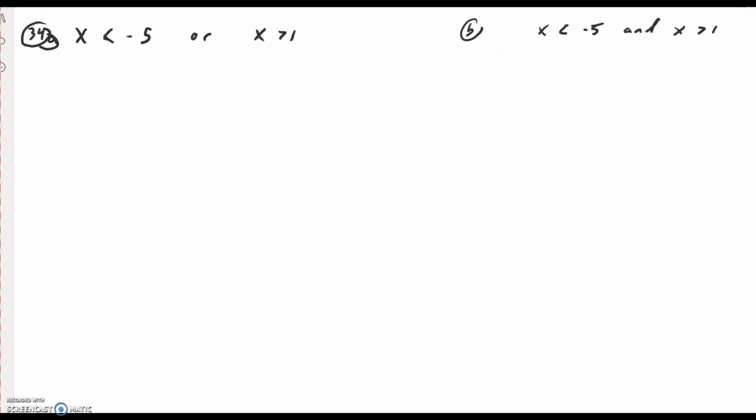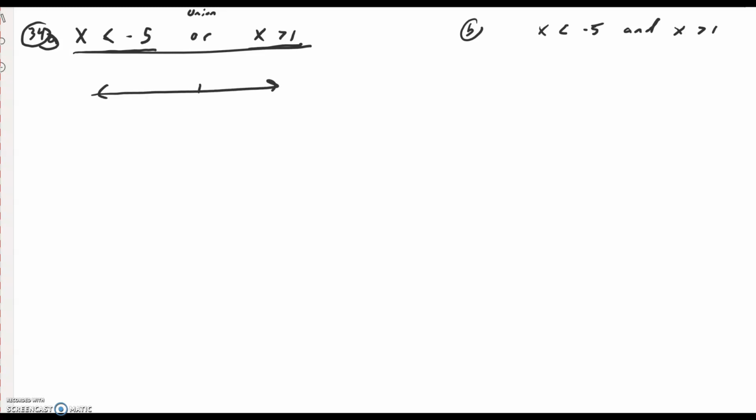Second example is problem 34. I've called it A and B, but problem 34 is just this problem. And the thing to remember about OR is that it's union. So we want to have a picture or describe everything that is here, or both. And the easiest way to do that is to make pictures.